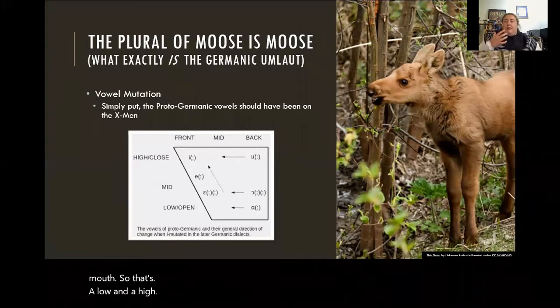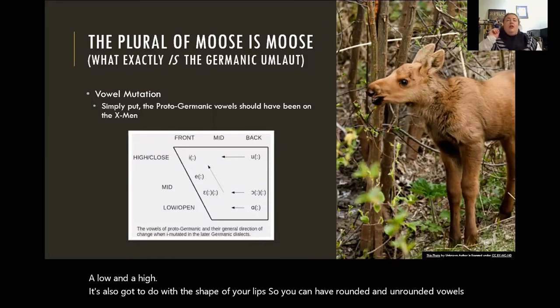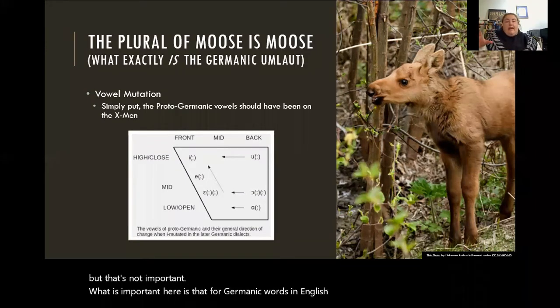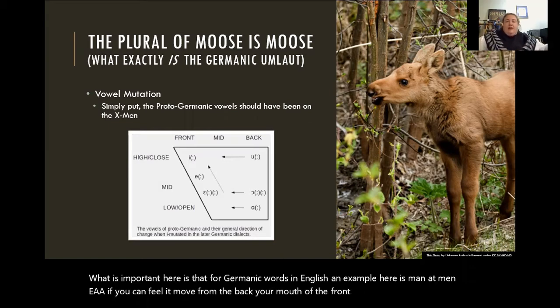It's also got to do with the shape of your lips. So you can have rounded and unrounded vowels, but that's not important. What is important here is that for Germanic words, and in English, an example here is man, men, e, a, you can feel it move from the back of your mouth to the front. So that is the Germanic umlaut.